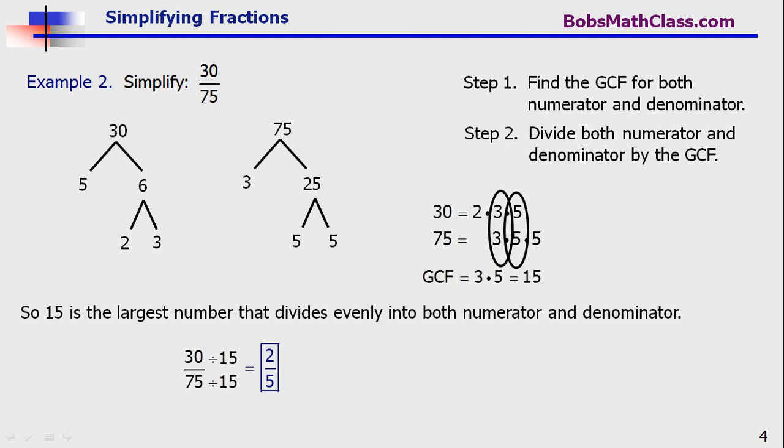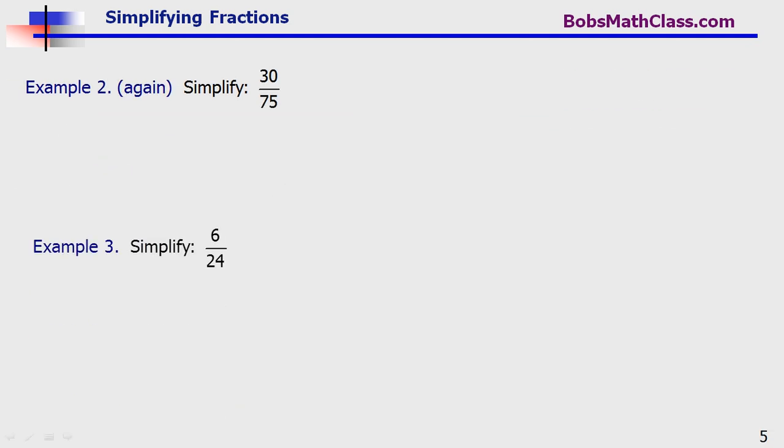Okay, let's do another problem. That same problem, 30 over 75. Last time we used the GCF. This time let's not use the GCF. Let's just see what comes to our head first. Maybe it's 5. So divide both of them by 5 and you get 6/15. And then what goes into 6 and 15? That's right, 3. Still the same result.